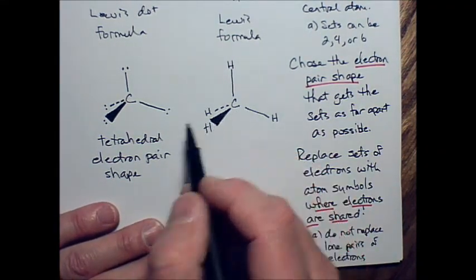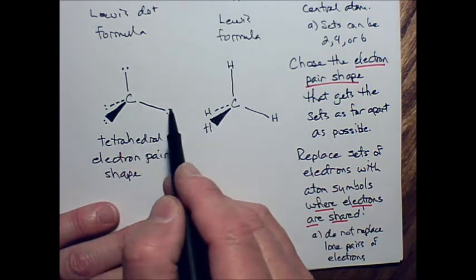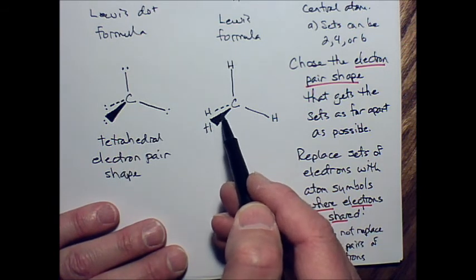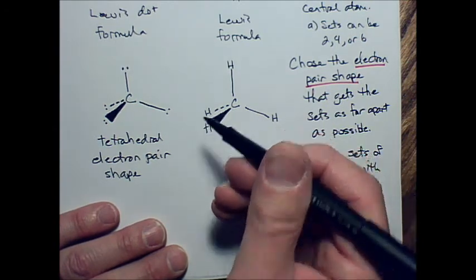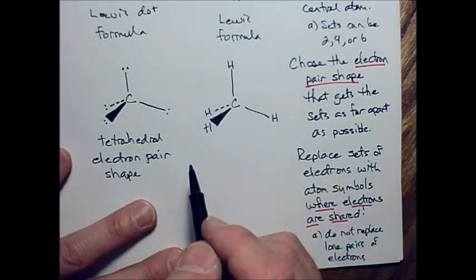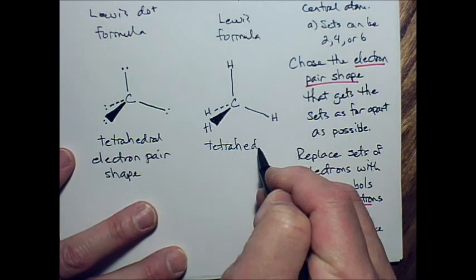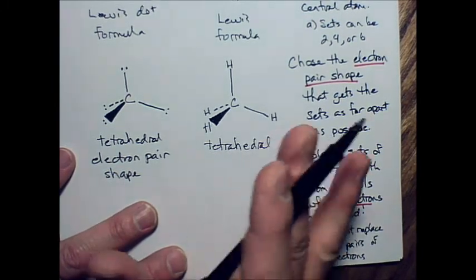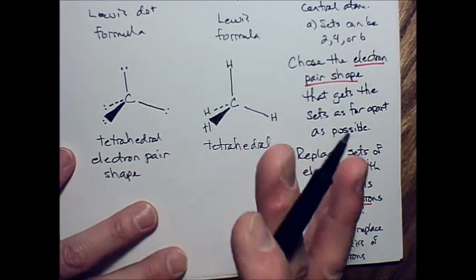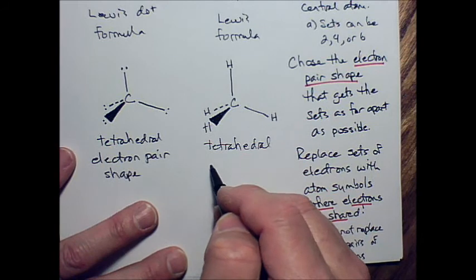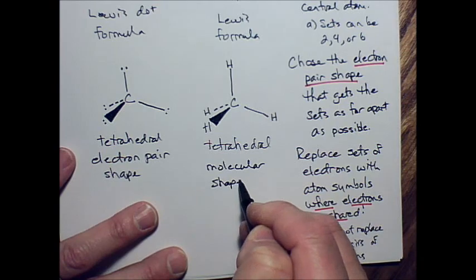All right. So now we still have the same shape here. We've got these 2 lines at 109.5 degrees. This triangle, which is coming out from the paper, is 109.5 degrees. The dotted line is showing back behind the paper at 109.5 degrees. So this shape is still a tetrahedral. The tetrahedral is still the shape. But now that we've replaced, now that we no longer have any lone pairs of electrons, we now have the molecular shape.